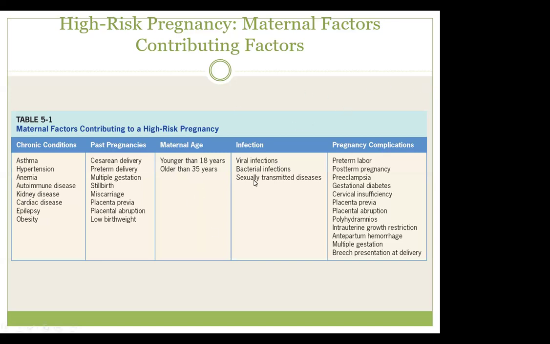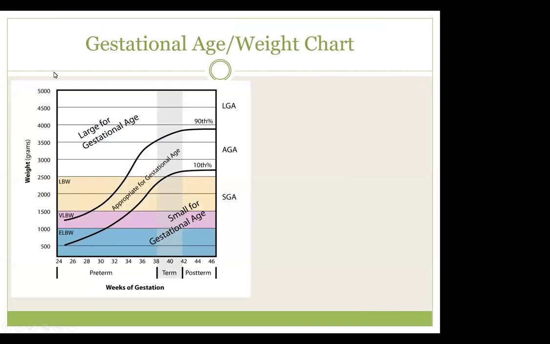History of infection, or if they get an infection, viral, bacterial, or STDs. Many STDs, you have to have a C-section in order to not transmit that to the baby. So it's super important to know that patient history. And then pregnancy complications, and we'll go into a lot of these, so I'm not going to go over them in detail. Here's that growth chart.